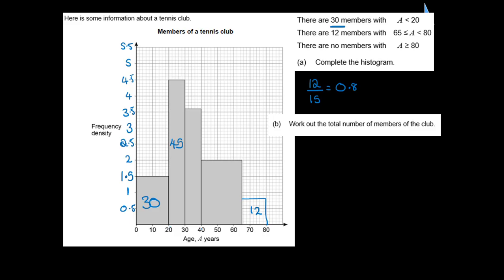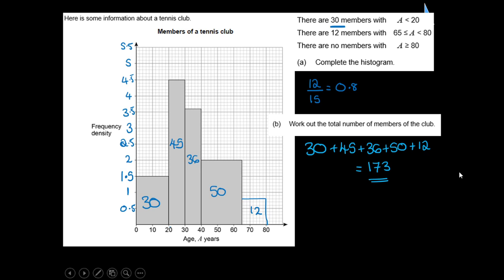The next bar, width of 10, height of 3.6. 10 times 3.6 is 36. And then we have a width of 10, 20, 25. 25 times 2 is 50. So if we take these values and add them up, and in an exam it's always good to show your workings, this will give me a total area of 173. So the total number of members is 173.